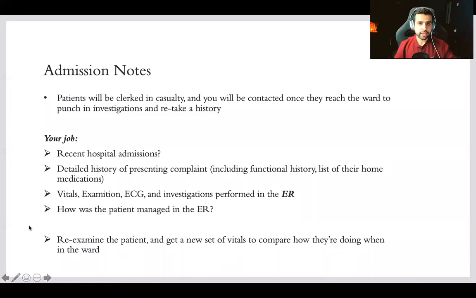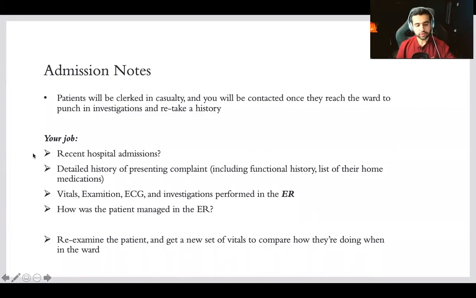The investigations again would have already been done, so there's no need to request a new one. But the next one is very important. You have to document in the file, when you receive the patient, how this patient was managed in the ER. That's very important. Even if you will be presenting the case to your consultant, because your consultant, for example, was not present, they will be asking you this question: what was done for this patient in the casualty? So you really need to focus on that part here.